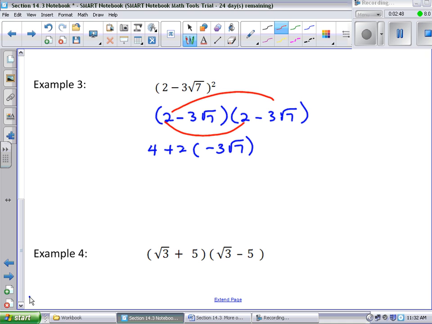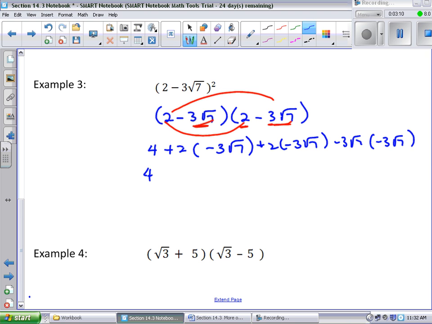And then I'm going to multiply the inside terms together. And it will give me positive 2 times negative 3 square roots of 7. And then I'm going to multiply the last terms together. That will give me negative 3 square roots of 7 times another negative 3 square roots of 7.